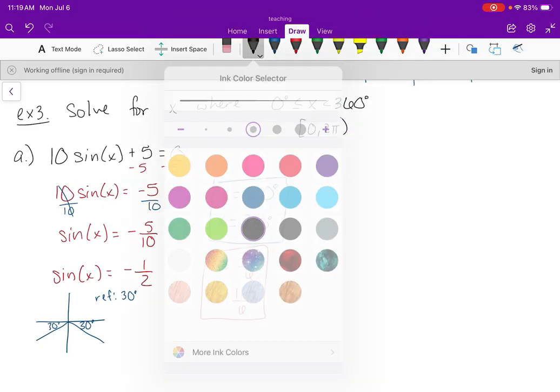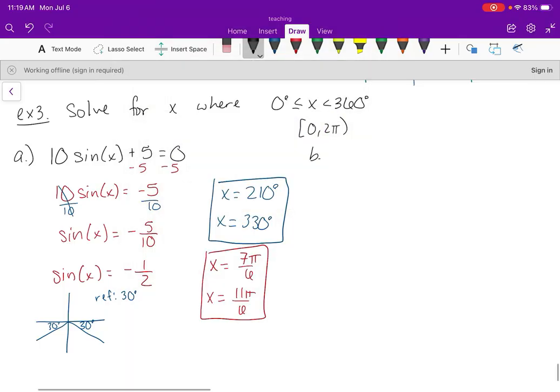Let's do another one, part B. Let's do one with tangent, since tangent's kind of that weird-ish one. Tangent x equals -1. So negative. Alrighty, be careful with tangent being 1.